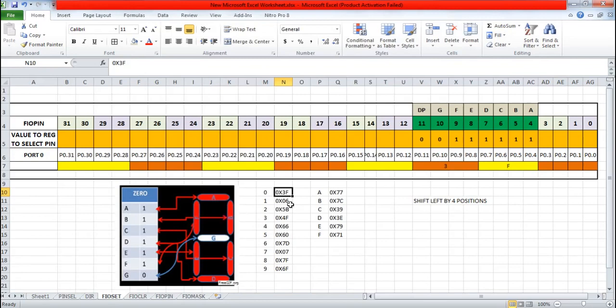Similarly, 0x06 is the value that is supposed to be written to the FIO pin register to display 1. Likewise, the different values that are supposed to be written to the FIO pin register to display the hexadecimal numbers are listed here.